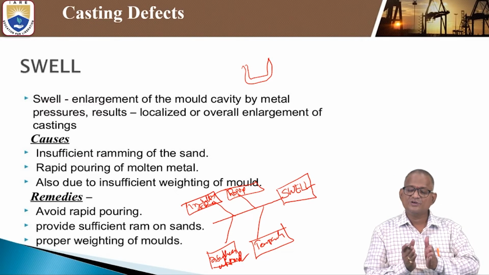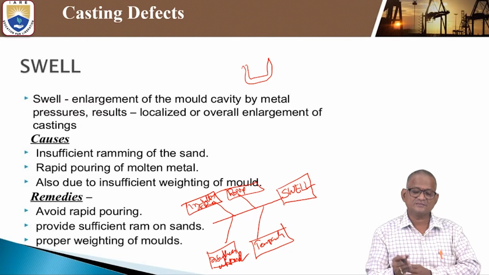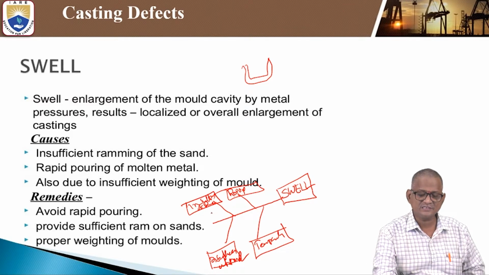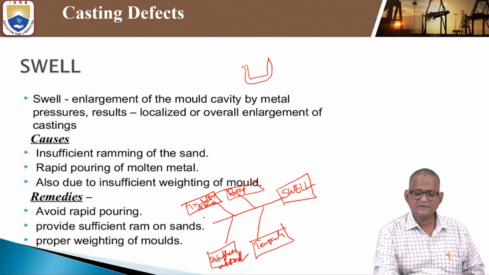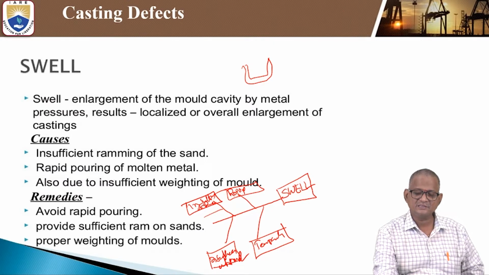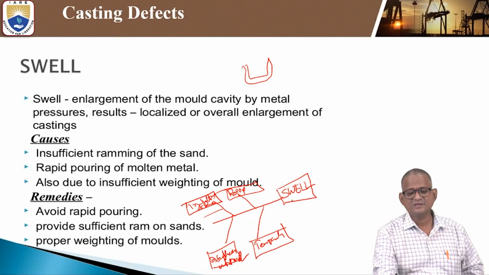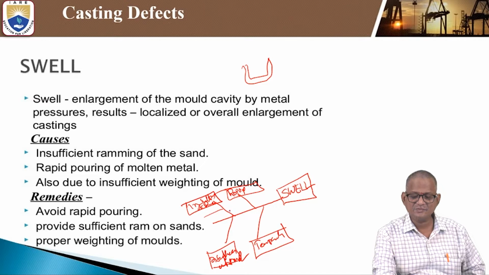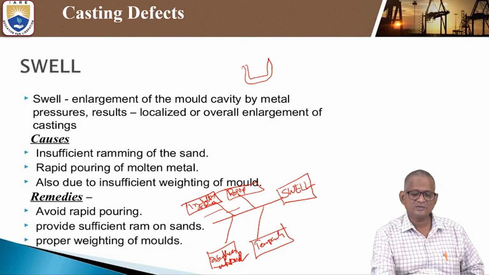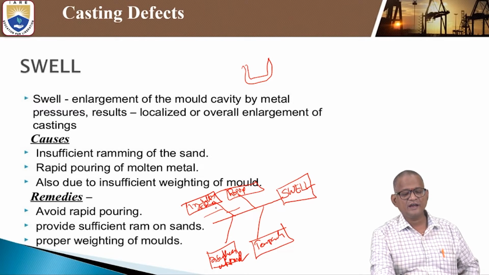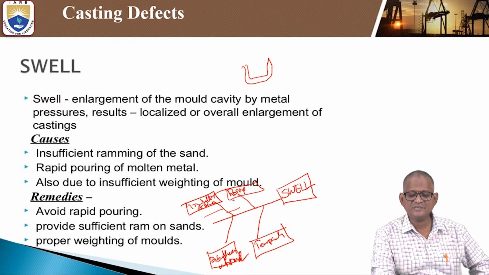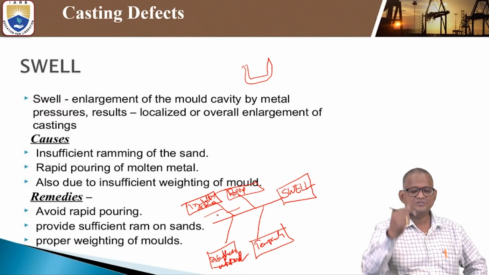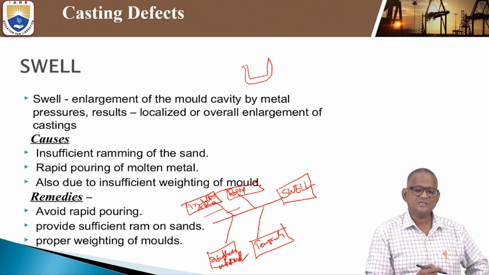How do you rectify this defect? These are the 4 causes of the swell defect, so in order to avoid it, the remedies follow automatically. Avoid rapid pouring, and use sufficient ramming of the sand. We should maintain sufficient ramming.